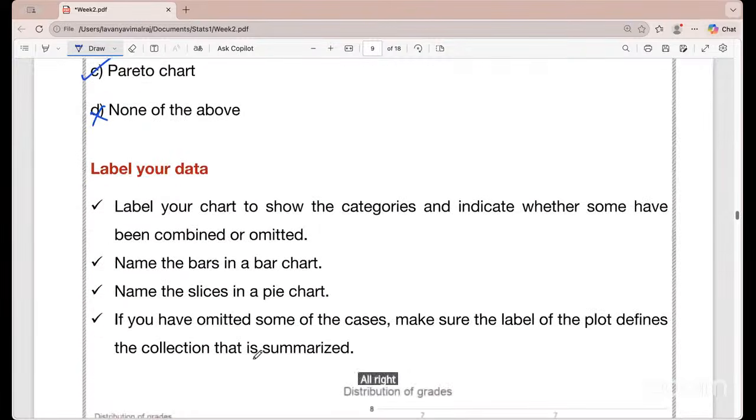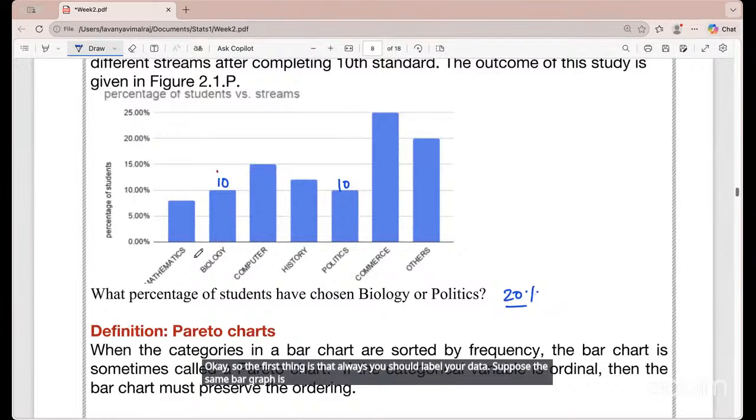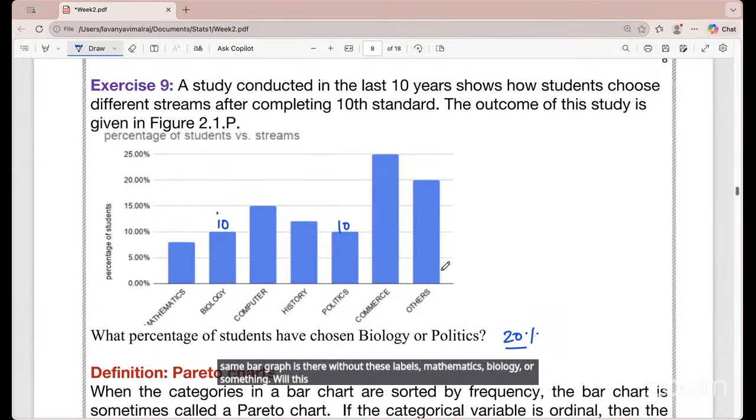All right. So the next thing is how you should make your charts more understandable, and also how to avoid errors in the chart. That is what we are going to see now. The first thing is that you should always label your data. Suppose the same bar graph is there without these labels, mathematics, biology or something. Will this bar chart make sense?